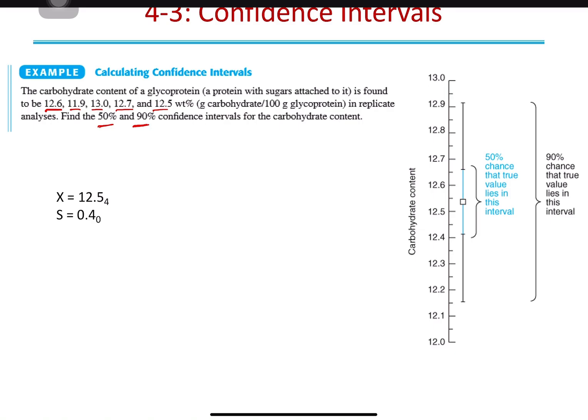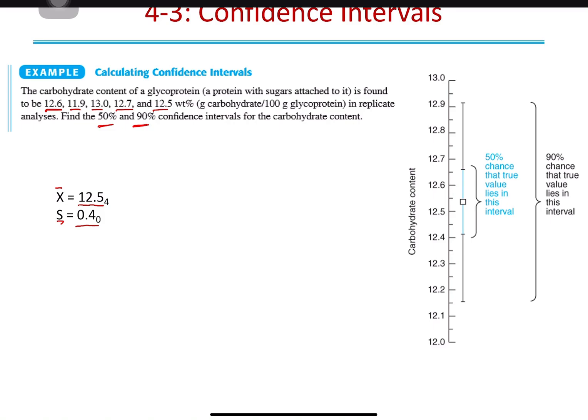What we need to do first is calculate the mean and the standard deviation of our sample measurements. So this is the sample mean and the sample standard deviation. If you calculate the mean, it will be 12.5 and the standard deviation is 0.4. So now I have calculated the mean and the standard deviation. What I need to find now is the t from the t table at the different confidence levels.